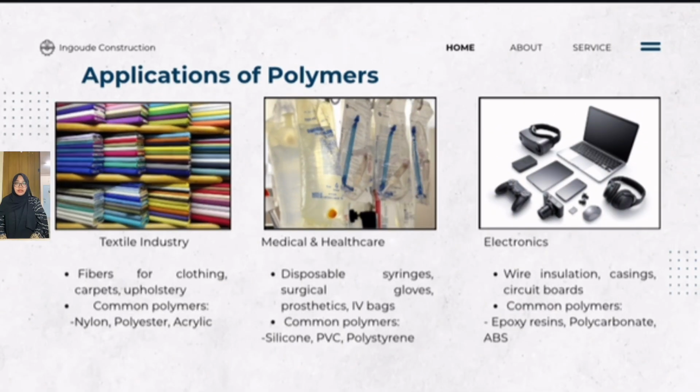In textiles, synthetic fibers like nylon and polyester make up clothing, carpets, and industrial fabrics. They are durable and resistant to wrinkle and moisture. In medicine, polymers are critical. Disposable items like syringes, gloves, and IV bags must be sterile, safe, and cheap. So medical-grade polymers like PVC and silicone are used. Lastly, in electronics, polymers help insulate wires, protect devices, and form circuit boards.